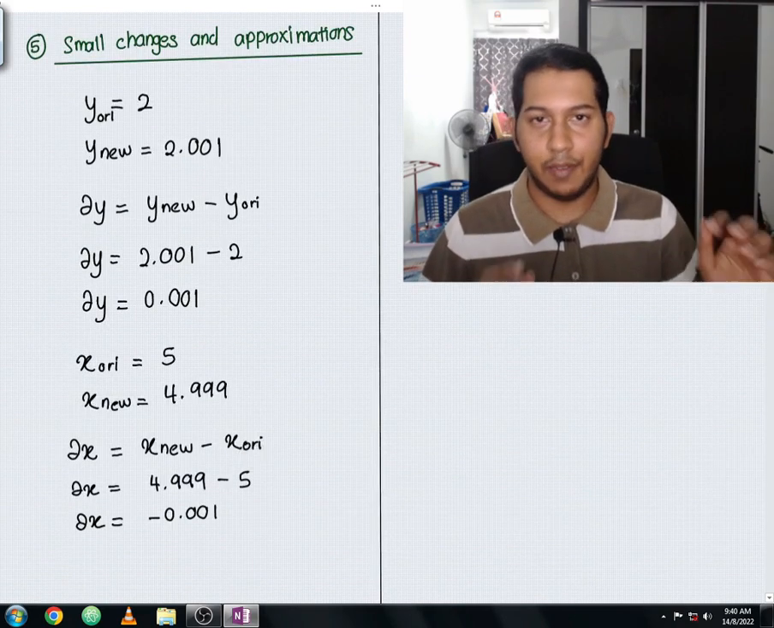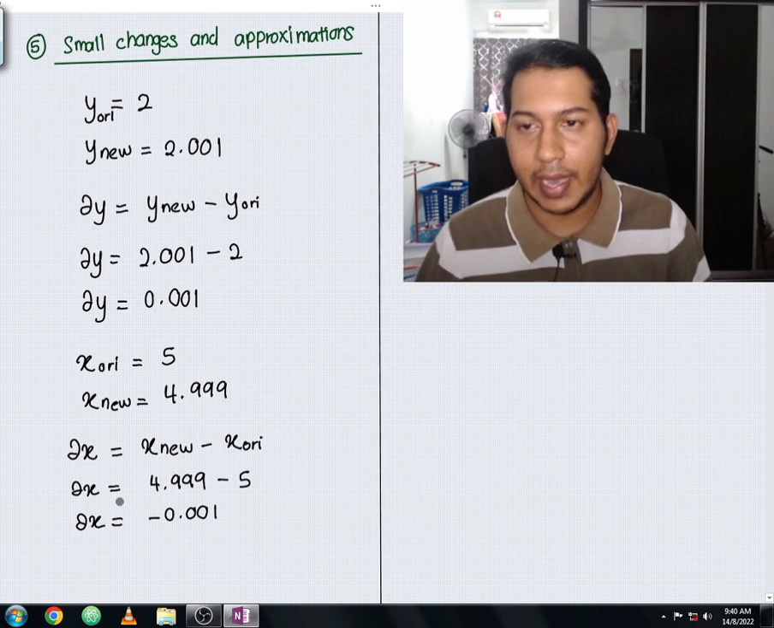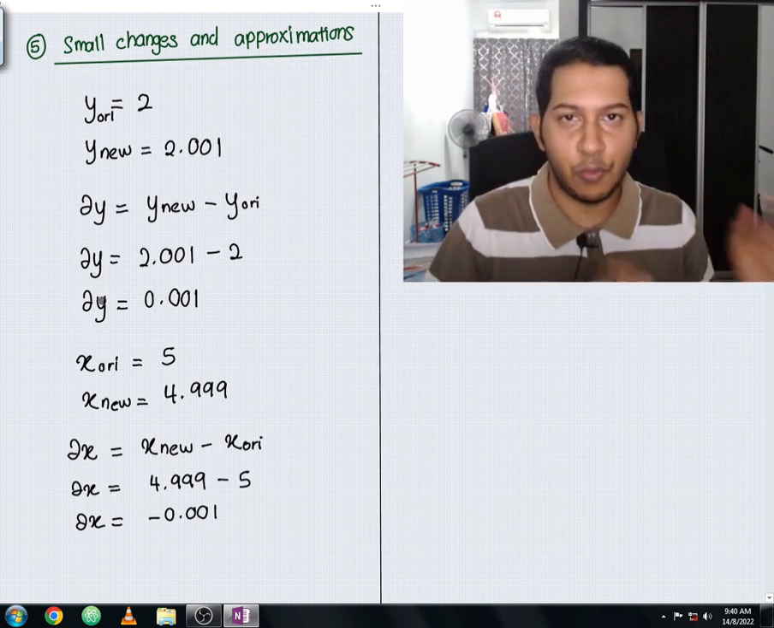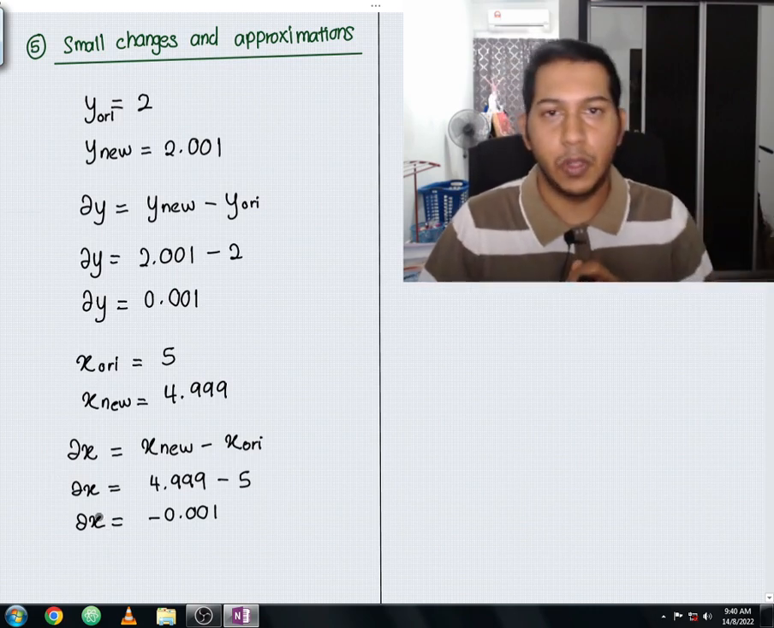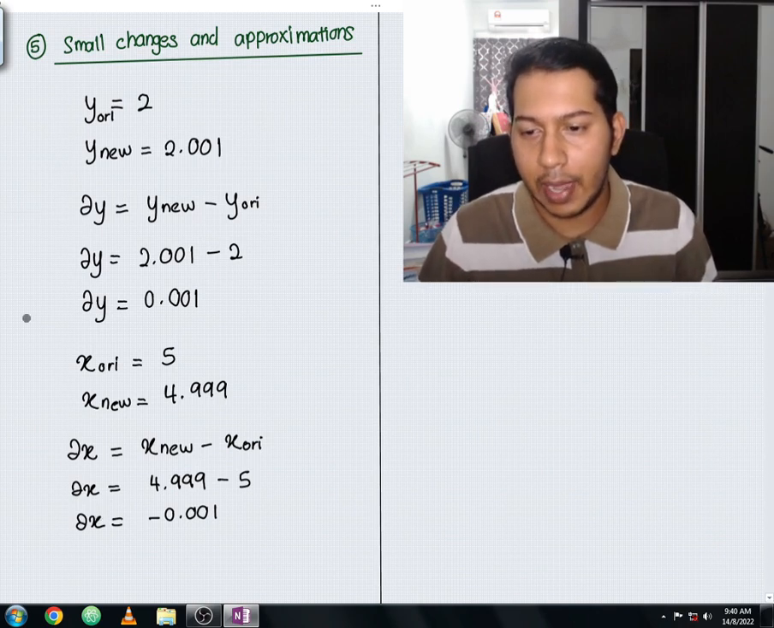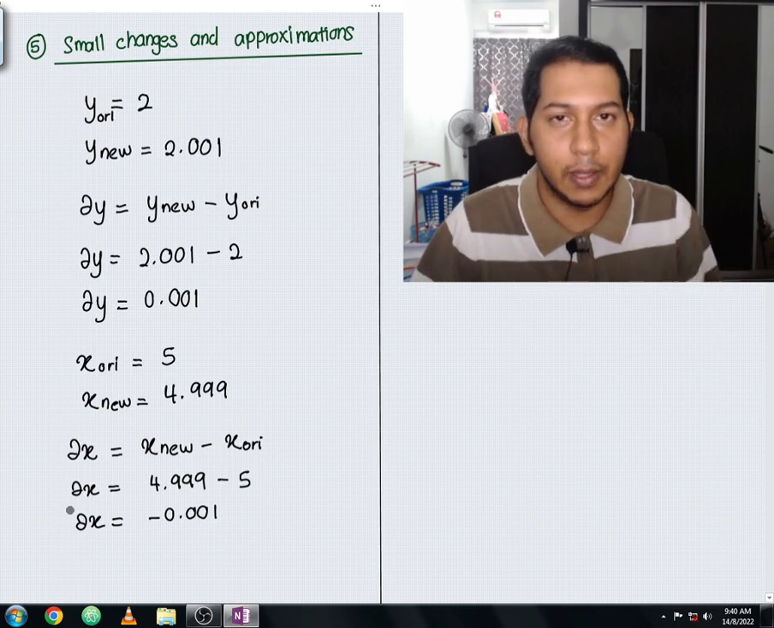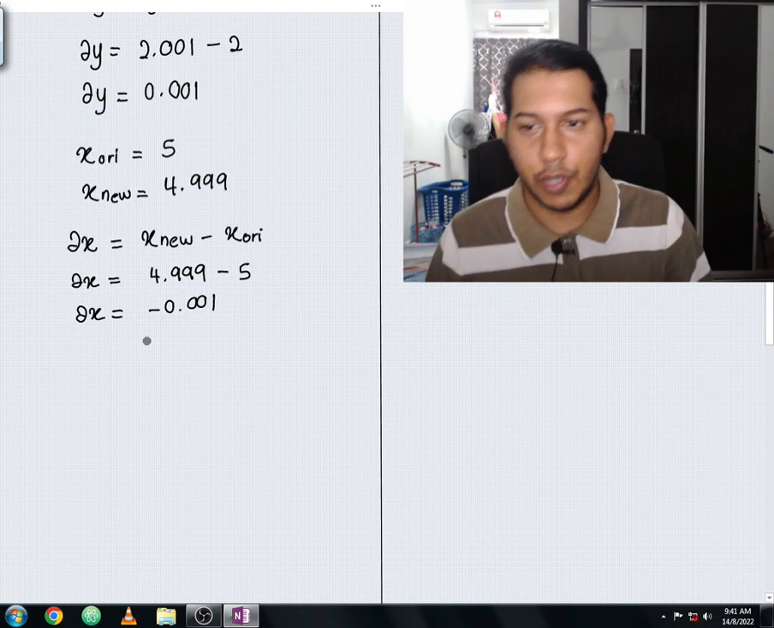So we have learned some new terms, which are delta y and delta x. Delta y indicates small changes in y, whereas delta x indicates small changes in x. Now you might have a question: how are you going to relate delta y and delta x in terms of differentiation? There is a formula that you're going to apply. I'm going to show you the formula now.